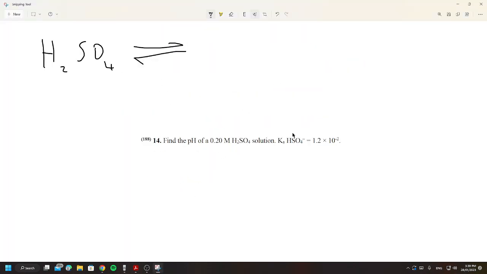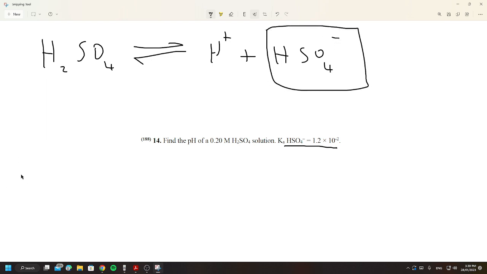So here, they give us the Ka of HSO4 minus. We know the H2SO4 dissociates into H plus and HSO4 minus. Now, we're going to do the ICE table for this one. So HSO4 minus gives H plus and SO4 2 minus.